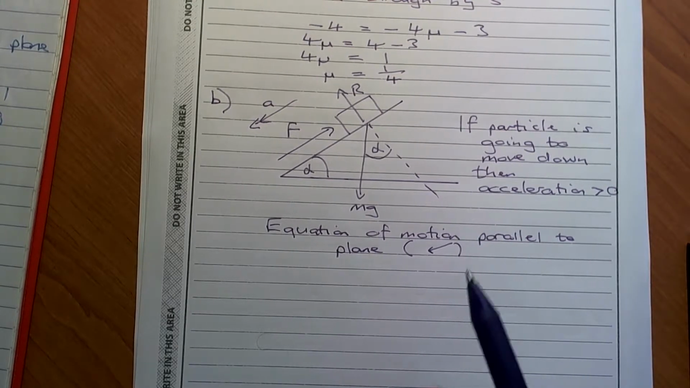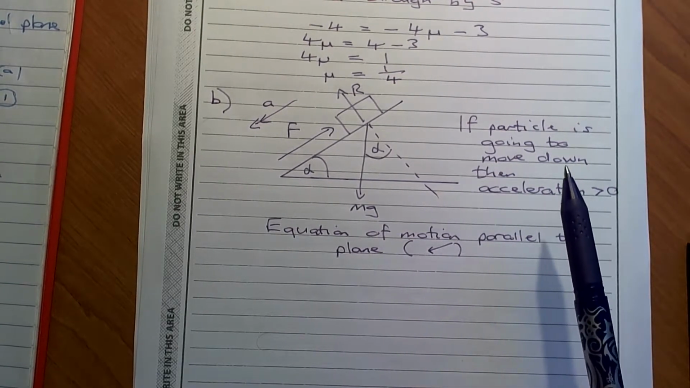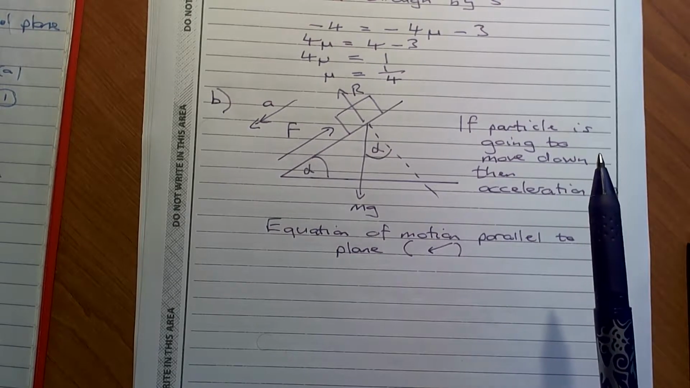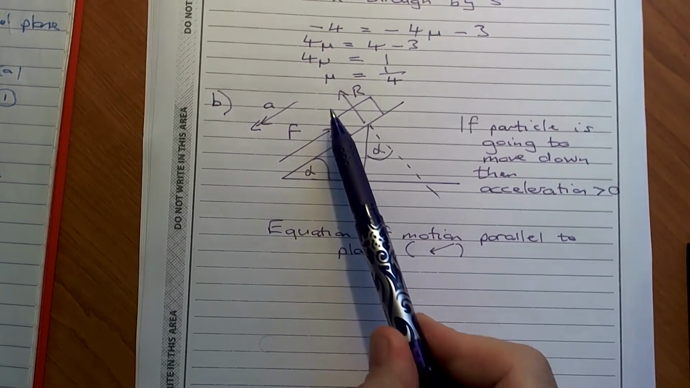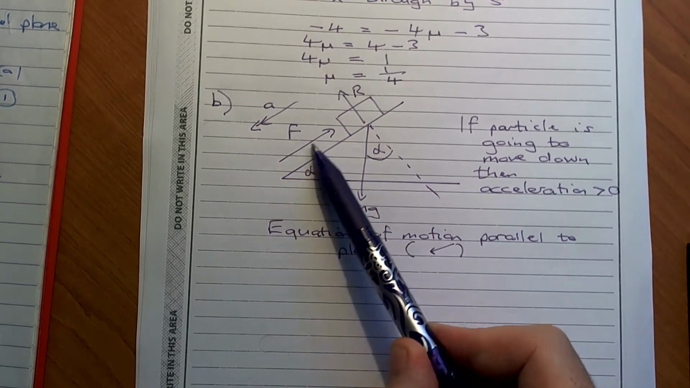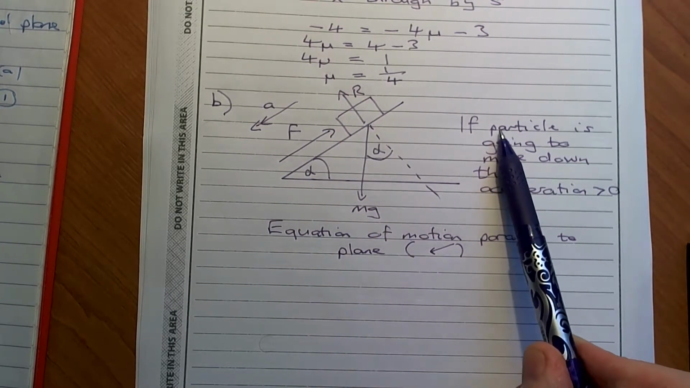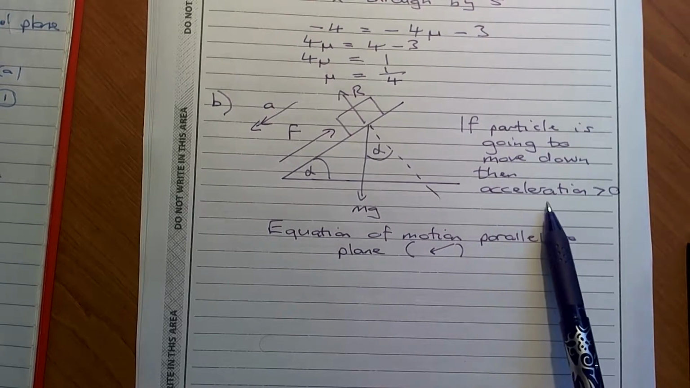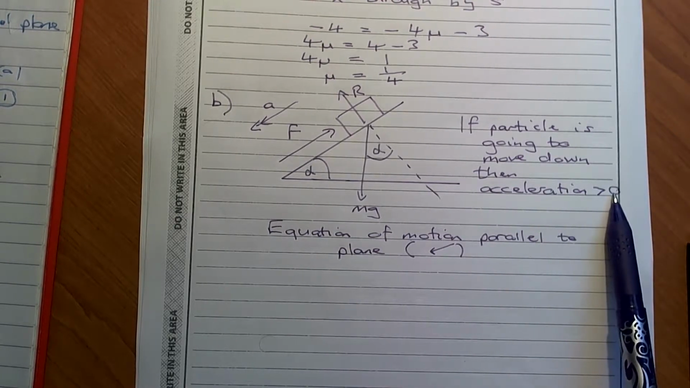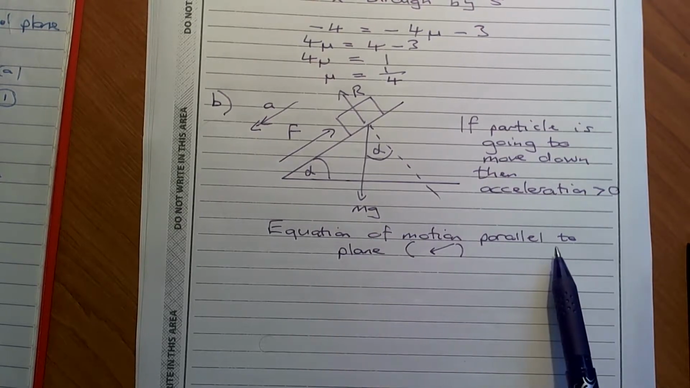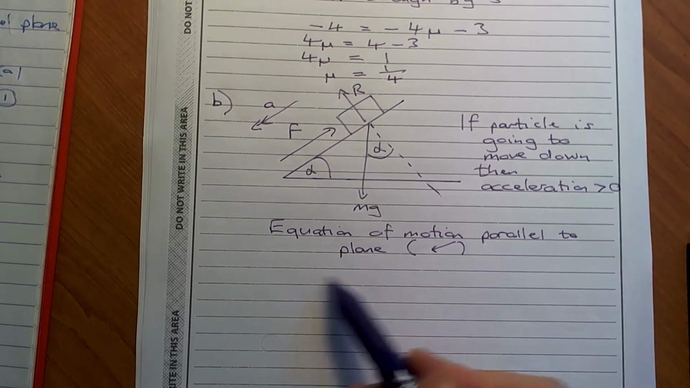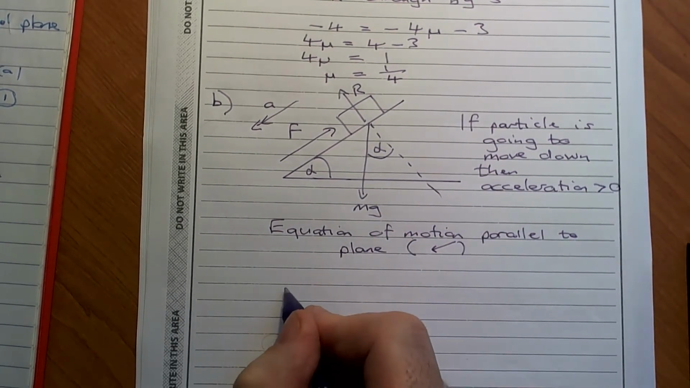Now for part B of the question, it asks whether the particle will remain at A on the plane or whether it's going to come down. So I've drawn a sketch. Now this time friction is going to oppose the motion. If the particle is going to move down, then we'd have to assume that our acceleration has got to be greater than 0. So I'm going to set up an equation of motion parallel to the plane with down the slope in the positive direction.